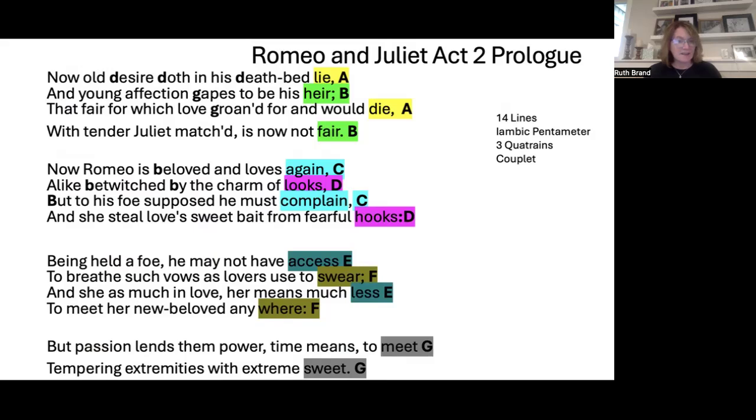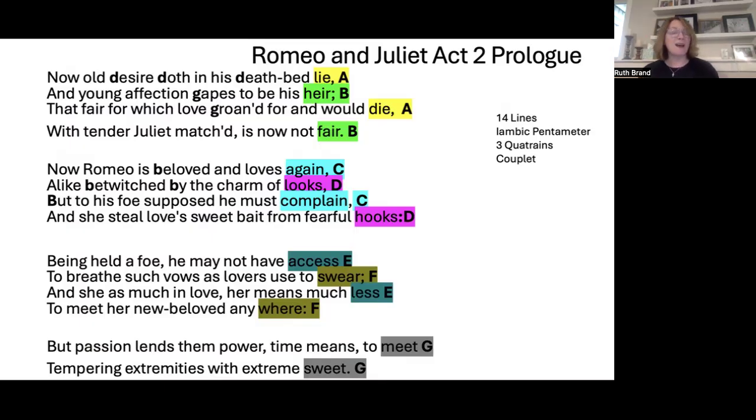And then this last line, the extremities, tempering extremities with extreme sweet. So extremities. So think about anything like a crisis, like chaos, something that goes to the extreme level, a difficult situation. So it's tempering their difficult situation with extreme sweet. It's just so lovely and darling. Love, exciting and new. That's kind of what is happening. So as you read that and read through that, consider some of those things.